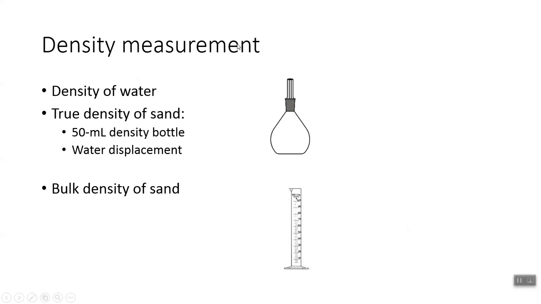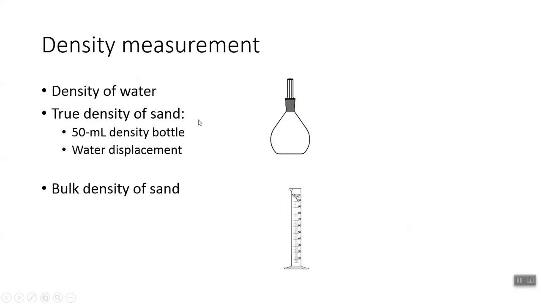The density measurement. We will measure the density of water, a liquid, and the true and bulk density of sand. When measuring the density of water, we use the density bottle. A density bottle is a bottle that has an exact volume. For example, in this case, a 50 milliliter density bottle. The exact volume of this bottle is 50 milliliters. So we have the exact volume, measure its mass, and we can determine the density of water.